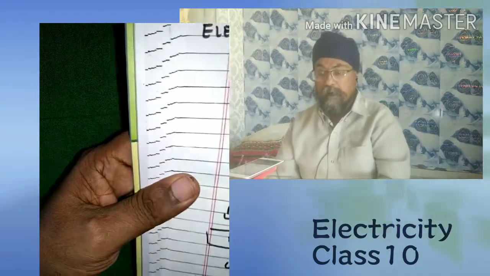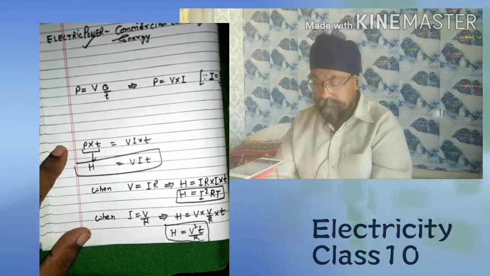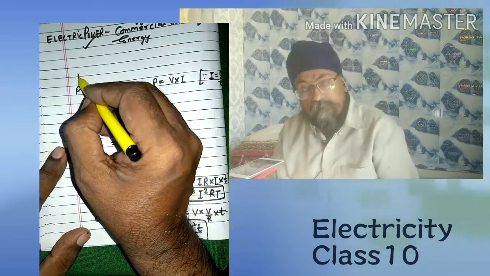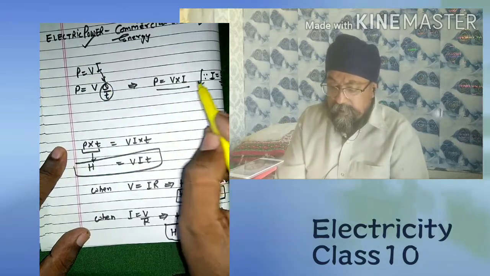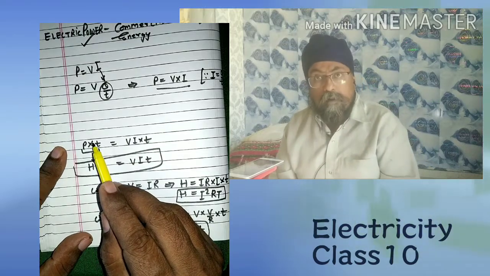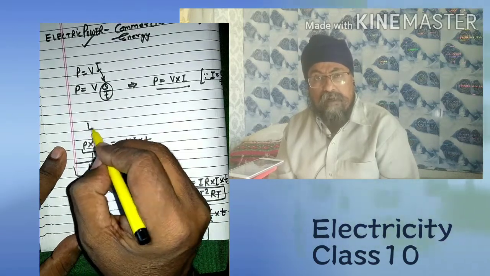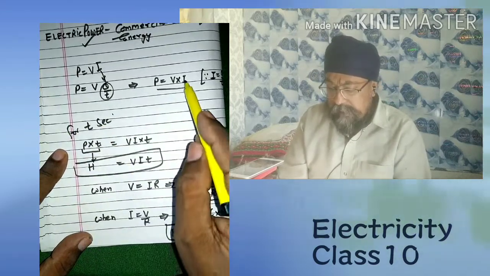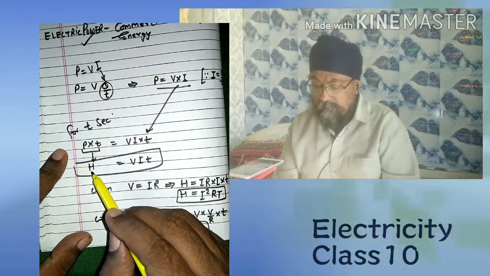Now we will move to our next topic, Joule's law of heating effect. We know that from power, P equals V into Q upon T, P equals VI. I is also considered as Q upon T. Now, the rate of consumption of energy, released or produced, let's consider for T seconds. P into T, that means V into I into T, is known as H.